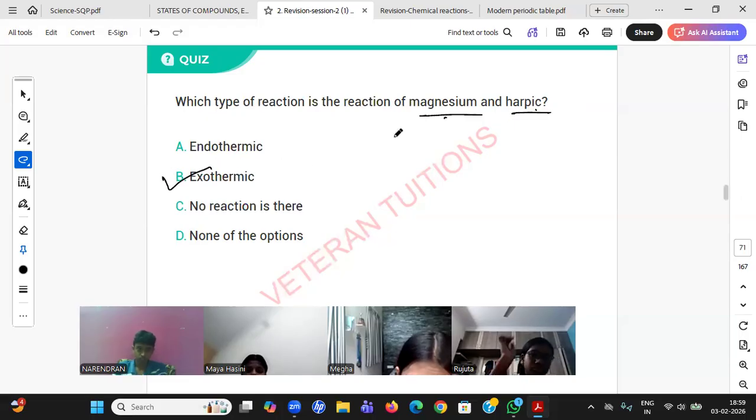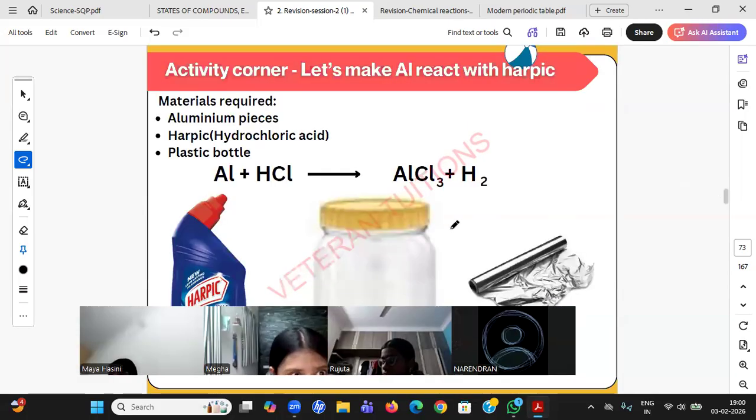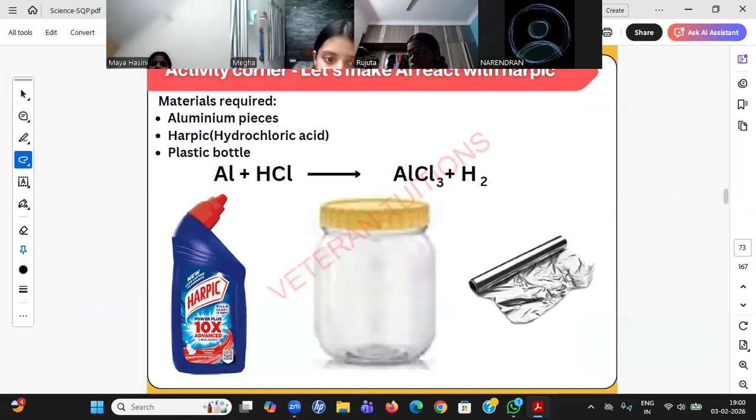Just now I said, student, magnesium plus HCl, a little heat will be produced, exothermic. When you start using Harpic in the bathroom, the temperature of the bathroom will also increase, because it's an exothermic reaction. Yes, exothermic.